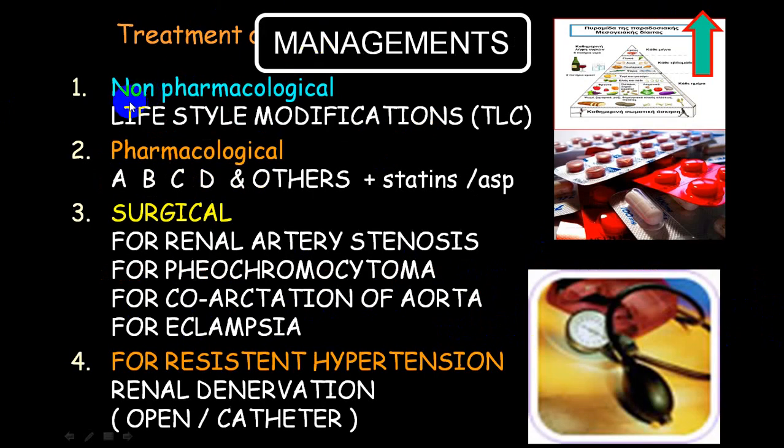So again, non-pharmacological is lifestyle modification, and pharmacological is ABCD and other drugs, which is for risk factors like statin, aspirin, clopidogrel, etc. And surgical treatment is mainly required in the secondary groups, say for renal artery stenosis, pheochromocytoma, coarctation of aorta, eclampsia, etc. In eclampsia, termination of pregnancy. In coarctation, dilatation with stenting. Pheochromocytoma, surgical removal. Renal artery stenosis, stenting or surgical repair of the renal artery. So these are those particular. And in case of resistant hypertension, renal denervation, which can be open or by means of a catheter. So these are some of the procedures. And in this condition, it is reversible. Or we can call, you can have a cure sometimes in this condition. Otherwise, basic is non-pharmacological lifestyle modification, and pharmacological is drugs.